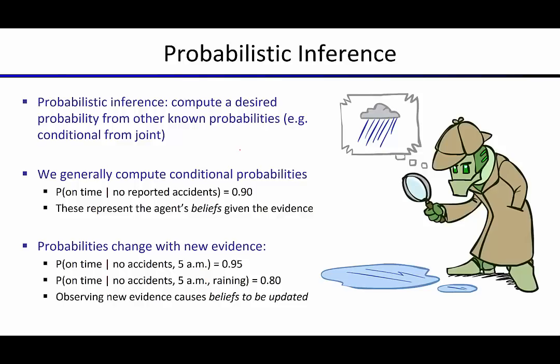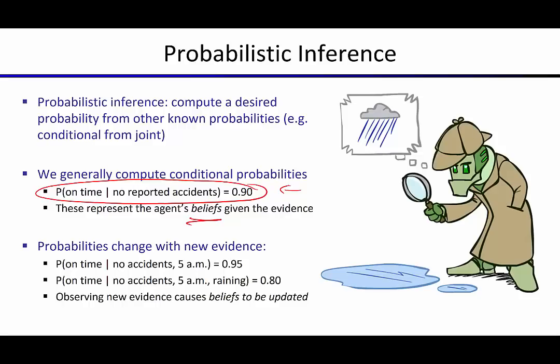For example, we might be interested in a conditional distribution. What's the probability of on time given no reported accidents? But we start from a joint distribution. When we do this, if an agent does this, the result we call the belief of that agent. And so at any given time, our agents now will have beliefs of the world. They won't think the world is in this state or that state after a certain action. They'll say, after this action, or this measurement, I have this belief over what the world could be like.